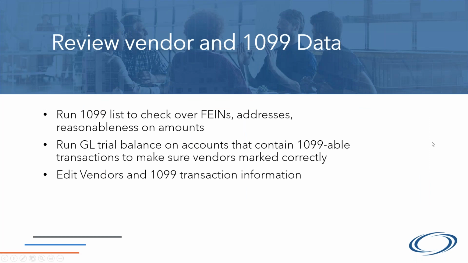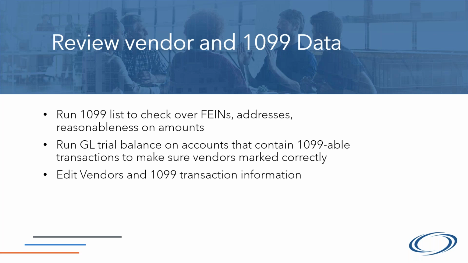Okay, so next we have our 1099s, which everyone's interested in. Now's a good time to start getting your data cleaned up for it. You can make sure that you run your 1099 list to make sure that you have your federal ID numbers from your vendors all in the system. Make sure that you have good addresses. Check any reasonableness on your amounts.